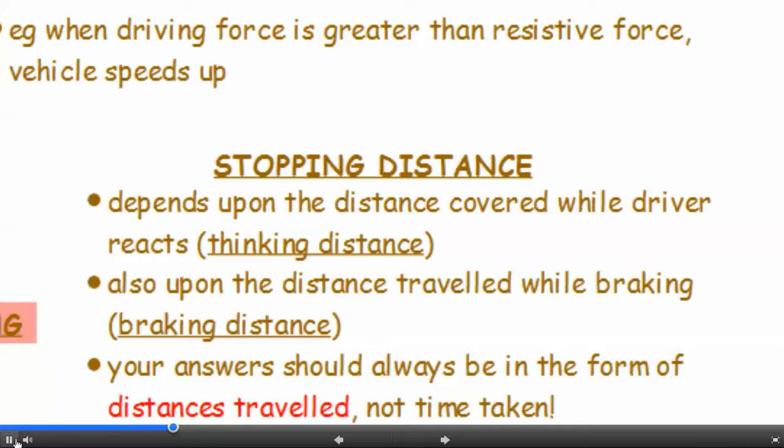Now your answer should always be in the form of the distances travelled, not the time taken. So we never ever refer to the thinking time in any of these questions. It's always the thinking distance, the distance travelled while the driver reacts.